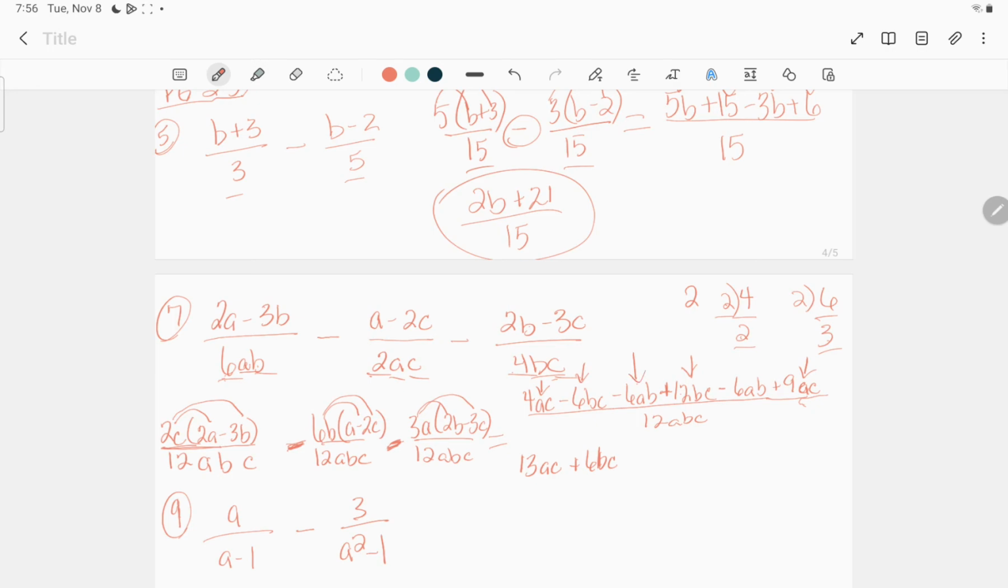And then I have negative AB and negative AB. So negative 6 and negative 6 is negative 12AB, all over 12ABC. So now the question is, how do I arrange these in the correct order? It is still alphabetical.